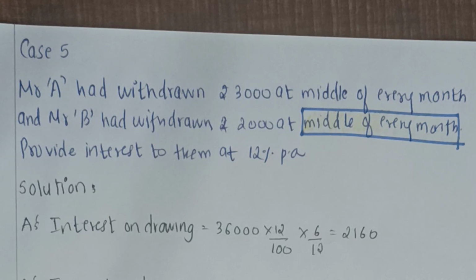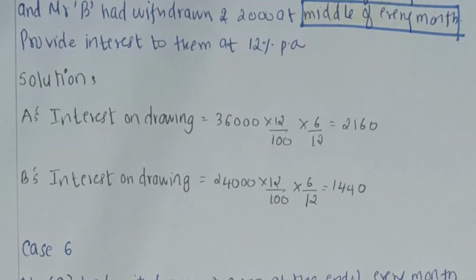As we can see, Mr. A had withdrawn rupees 3,000. This 3,000 is for 1 month, so we have to calculate for the entire year. So 3,000 into 12 will give us 36,000. Therefore 36,000 into 12 by 100 into 6 by 12. That will give us rupees 2,160. And the same with B. B withdrew rupees 2,000, so 2,000 is for a month. Multiplied by 12 we get 24,000. So 24,000 into 12% into 6 by 12 comes to 1,440.